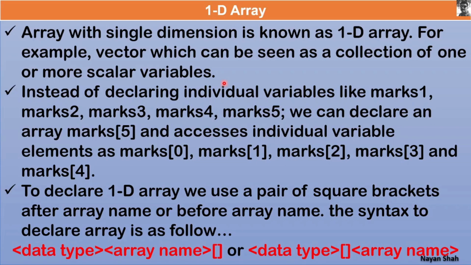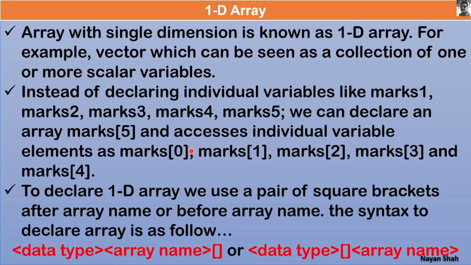These 10 values are called a collection, a one-dimensional array. Instead of declaring individual variables like marks1, marks2, marks3, marks4, marks5 and so on, we can declare an array marks with size 5 and then access all these individual elements as marks[0], marks[1], marks[2], marks[3] and marks[4]. The index number, what you see here in square brackets, always starts with 0.